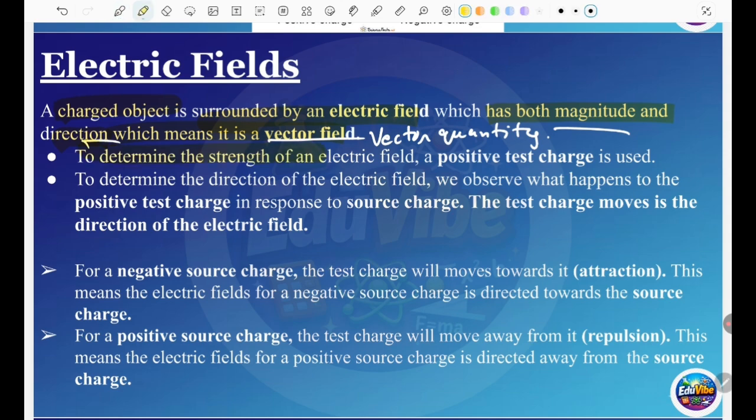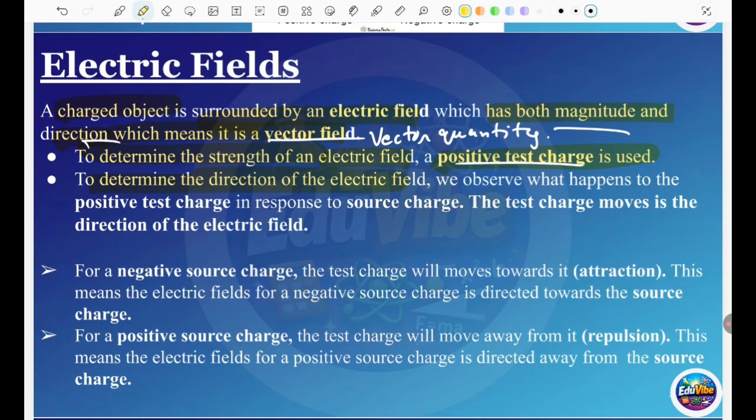To determine the strength of the electric field, we have to consider a positive test charge. A positive test charge is always used. So what is a positive test charge? It is a charge which we use to find the electric field strength. As the name suggests, the positive test charge has a positive charge on it. So to determine the direction of the electric field, we will see how we can calculate it.